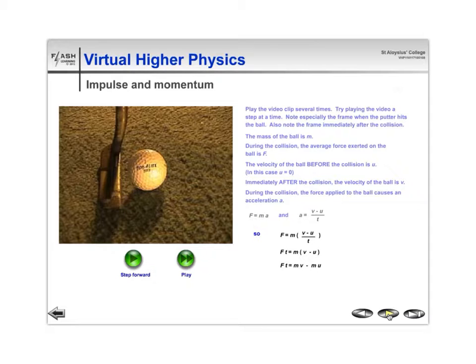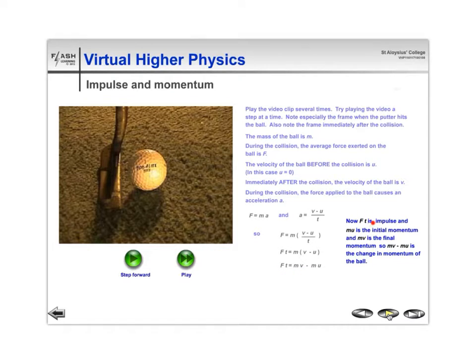We've got standard equations here, that F equals ma. And then if we substitute for a equals (v minus u) over t, we get F equals m(v minus u) over t. That can be simplified. Multiply both sides by t, and you get Ft equals m(v minus u). Then expanding those brackets, we get Ft equals mv minus mu.